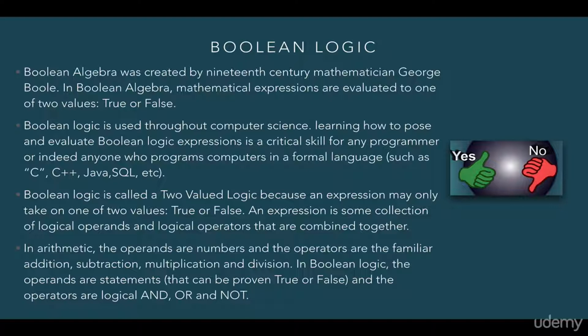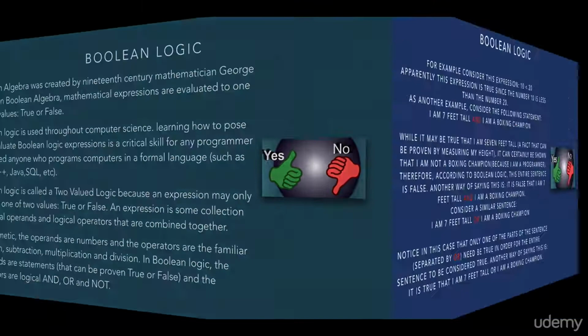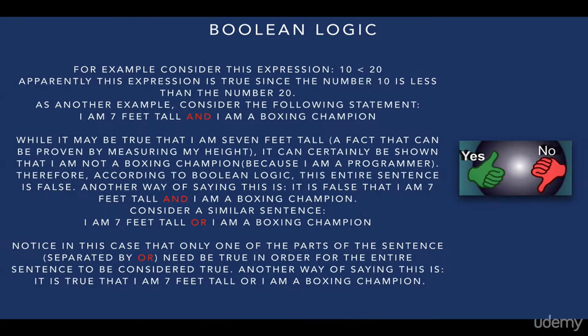In arithmetic, the operands are numbers and the operators are the familiar addition, subtraction, multiplication, and division. In Boolean logic, the operands are statements that can be proven true or false, and the operators are logical and, or, and not. Okay? So let's see an example. For example, consider this expression, 10 is less than 20. Apparently, this expression is true since the number 10 is less than the number 20. Okay, that's true.